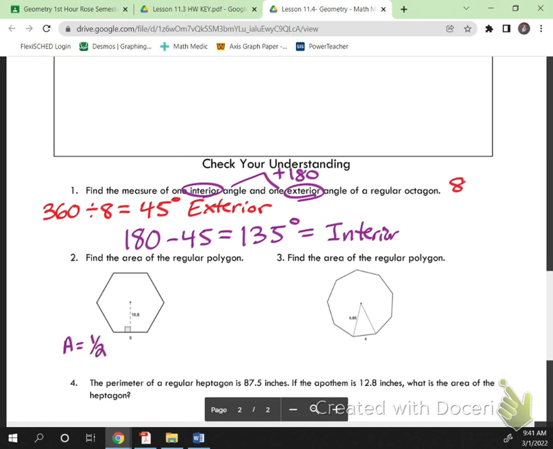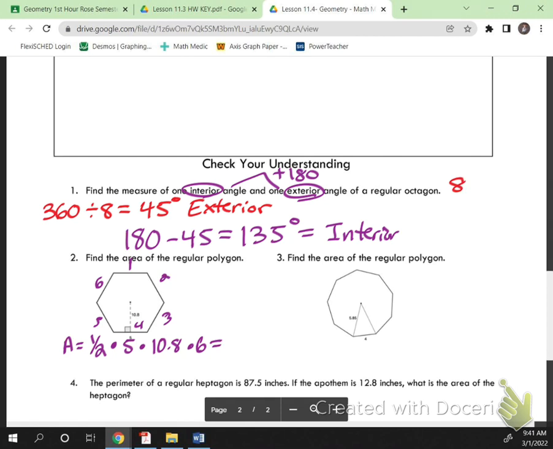1/2 times the side, which is 5, times the apothem, which is 10.8, times number of sides. 1, 2, 3, 4, 5, 6. 6. Let's type that in our calculator right now. What do we get? The area of this regular polygon.